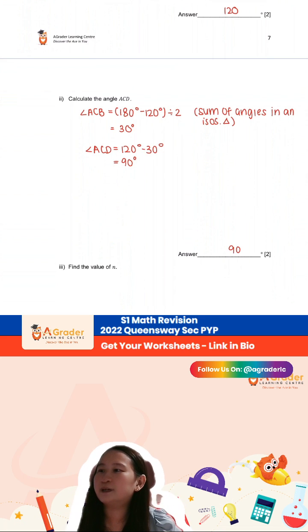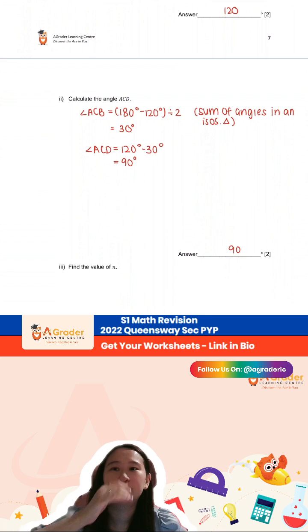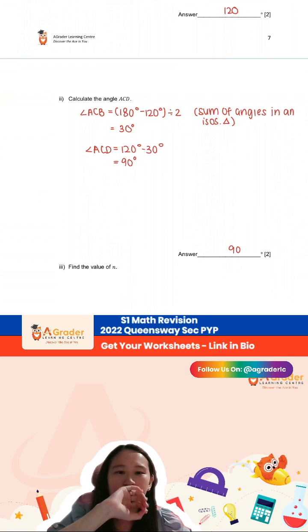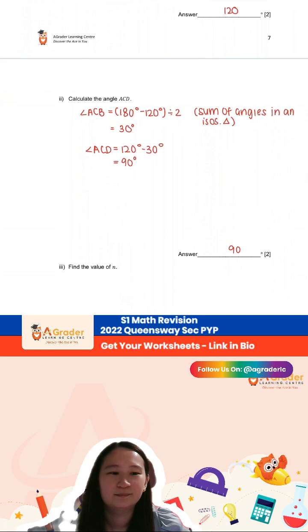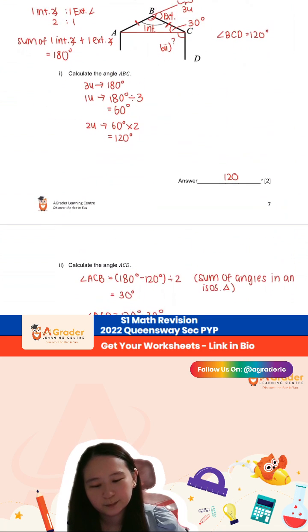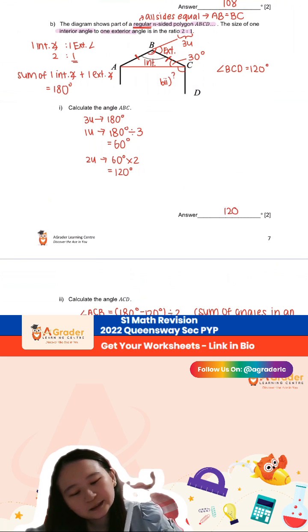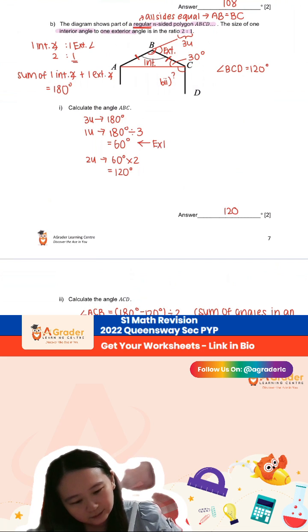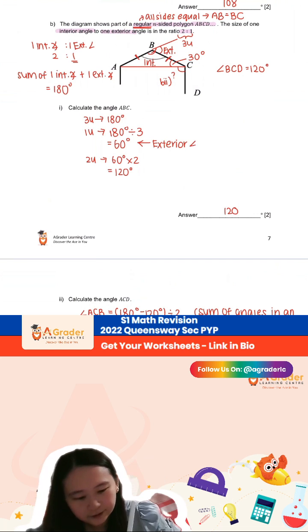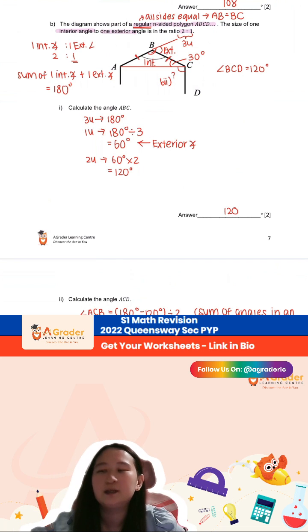Lastly, they ask us to find the value of n. Do you know how to find the value of n? We have the exterior angle we already found in part a. Part a tells us that the exterior angle is 1 unit. So actually this is our exterior angle. Exterior angle is 60 degrees.